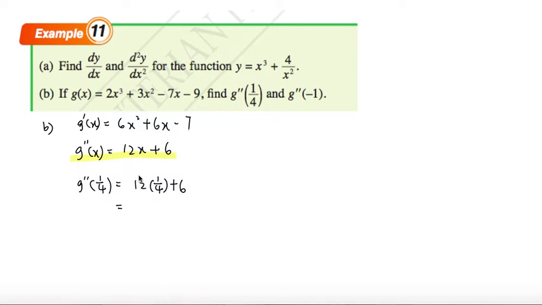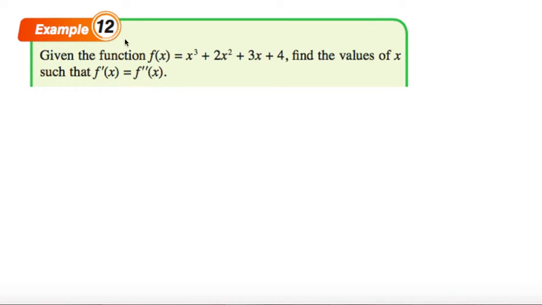4 times 3 is 12, plus 6, 18. Hmm, this one 3 plus 6, 9. For this one, same. So 12x plus 6, we are applying this function. There are three functions: g(x), g prime x, g double prime x. So we are using the third function, and now we substitute the value inside. Negative 12 plus 6, negative 6. Done.